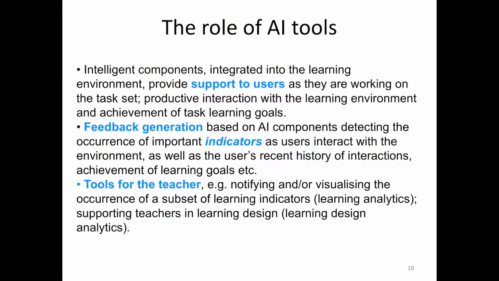Other types of uses for AI tools is feedback generation. So AI methods detect important indicators of user performance or of skills related to some kind of competencies that users have, and they make estimations of the current status of user knowledge in order to provide appropriate kind of feedback.